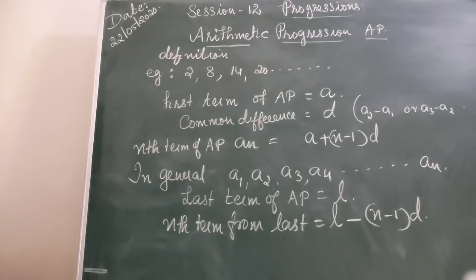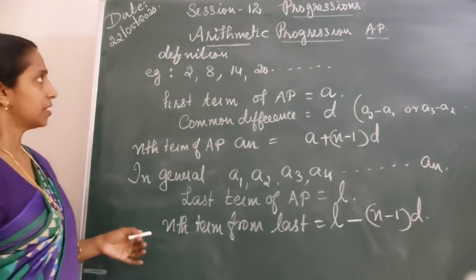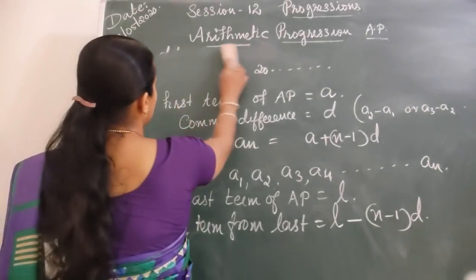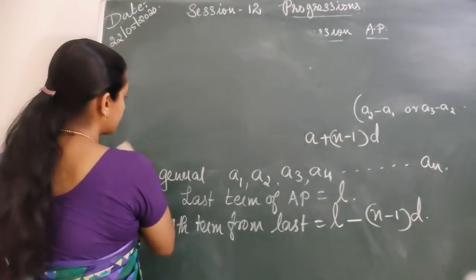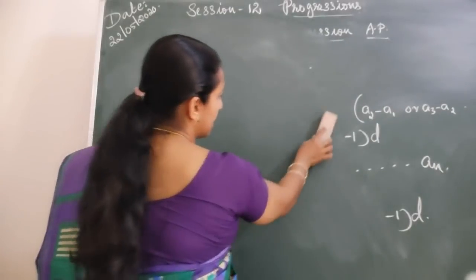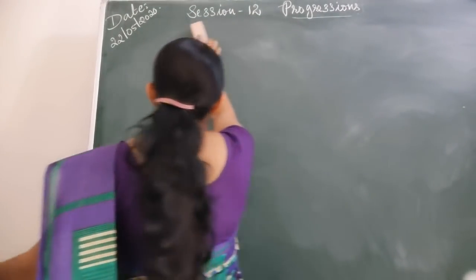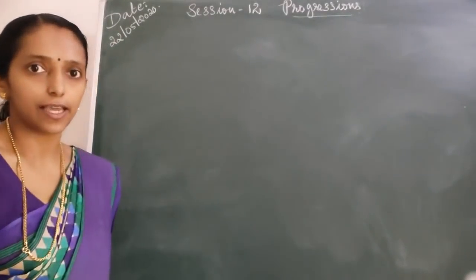Okay, now we are going to solve a few questions related to these. If you take any sequence of an AP, you can calculate the nth term from the beginning, the nth term from the last, and even if the common difference as well as the first term is unknown, that also we can calculate.